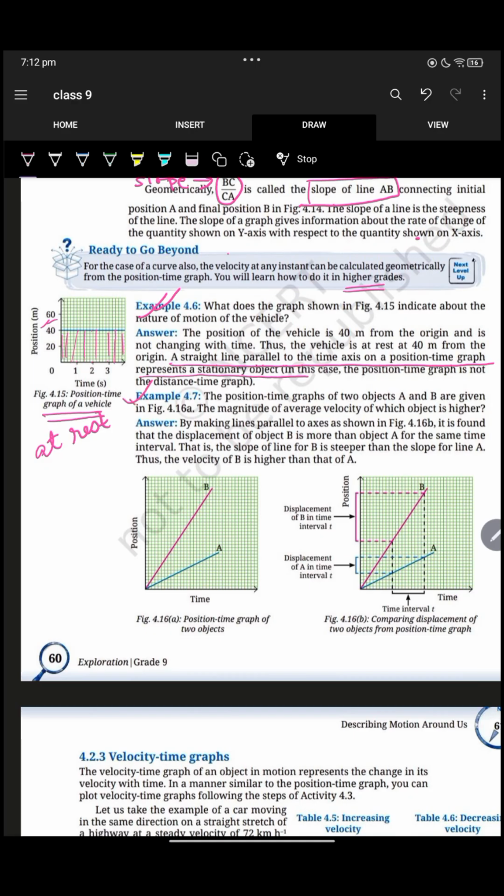Go to example 4.7. The position-time graphs of two objects A and B are given. In this, the magnitude of average velocity of which object will be higher? Now, how to see this? By making lines parallel to the axis, the way we have seen. We can draw the lines parallel to the axis, find the slope, and then we can predict.